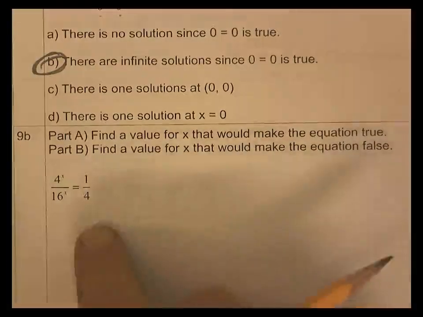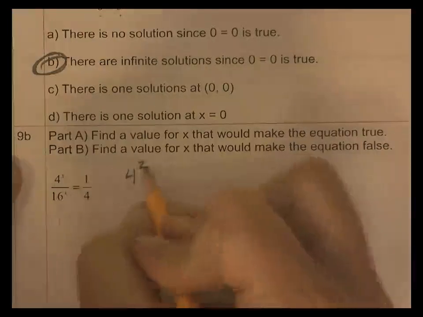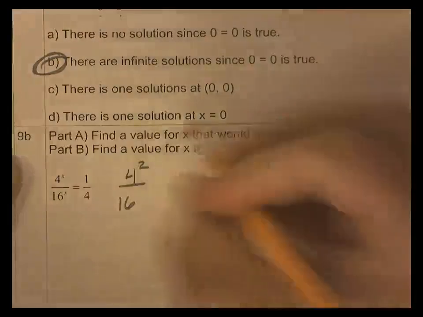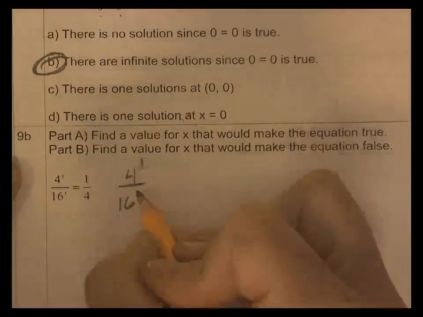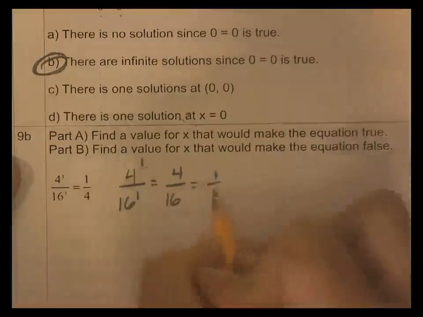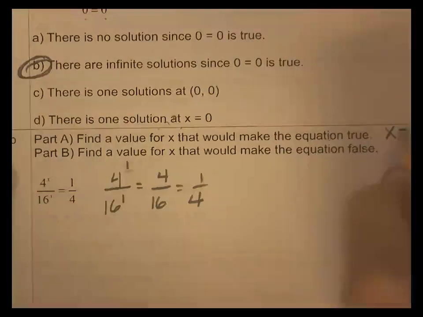Find a value that makes it true. Find a value that makes it false. Let's go 4 squared over 16. Let's go with 4 to the first. Let's start with that. 4 to the first over 16 to the first equals 4 over 16 equals 1/4. That worked. So a value that works, x equals 1.